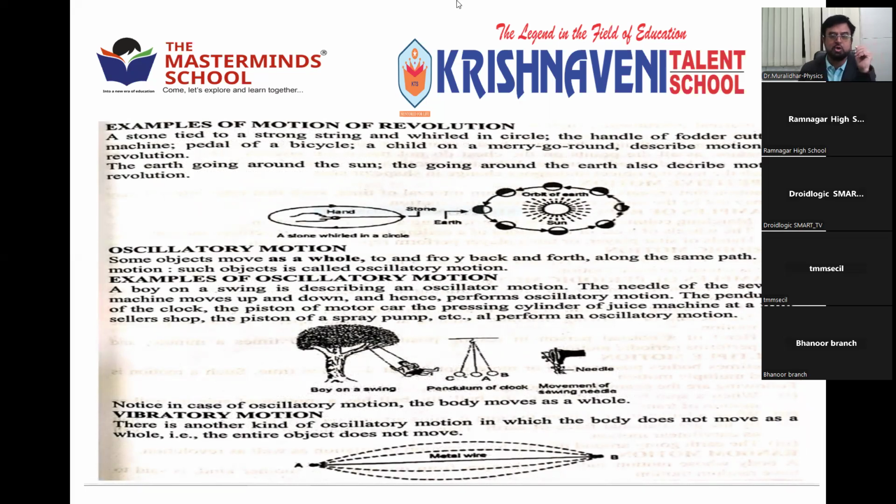Right. Next comes oscillatory motion. That is to and fro oscillations. It may be a swing, a boy swinging on a swing cradle, or it may be the pendulum of a wall clock, or a simple pendulum. You can see so many examples are given. Movement of the needle in the sewing machine, up and down motion, also comes under either oscillatory or vibratory motion.